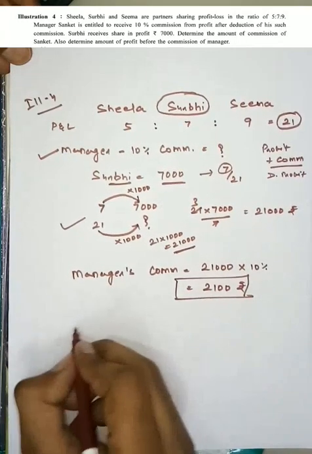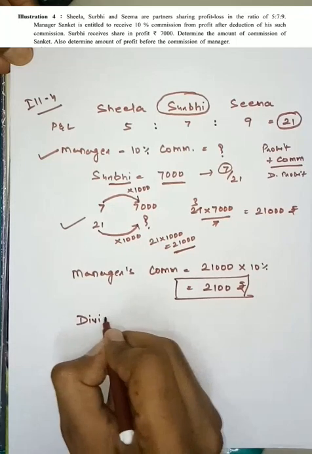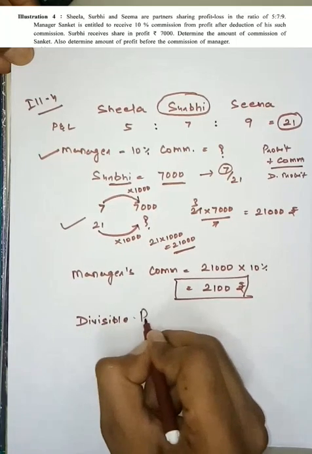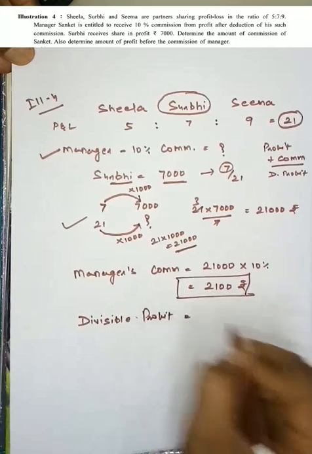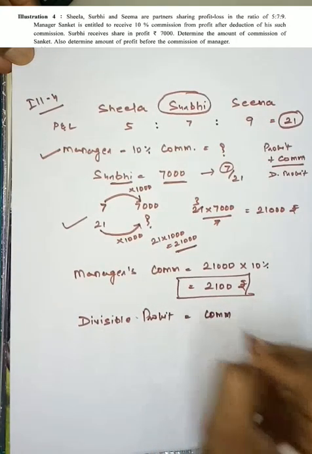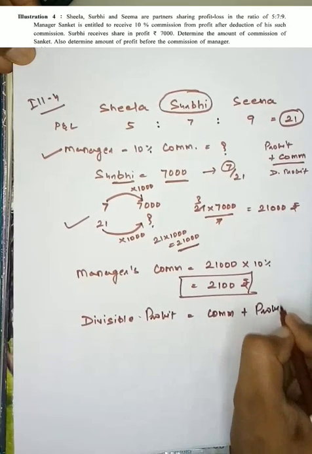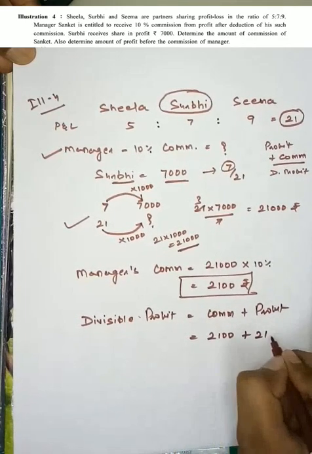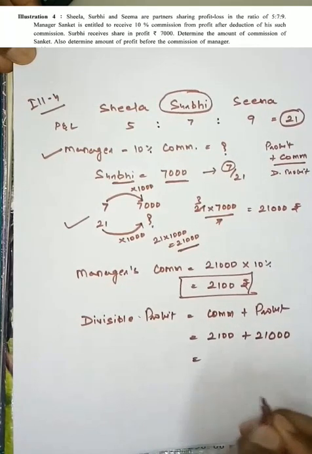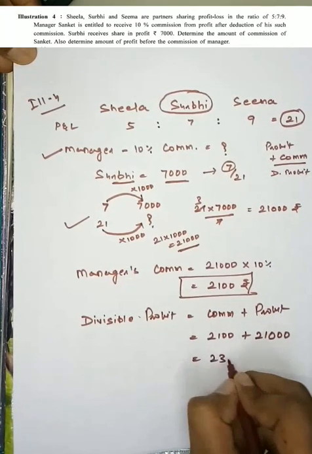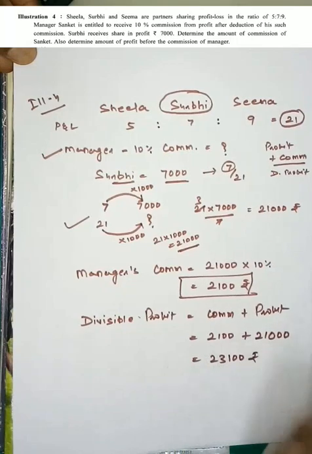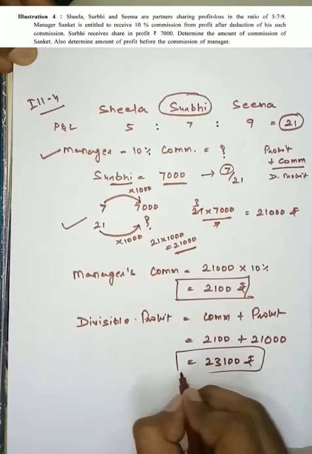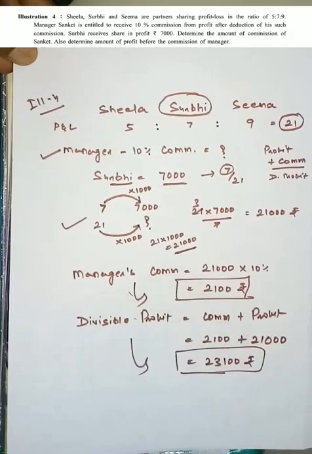Now the answer of the second question: what is divisible profit? What is called divisible profit? We will add the commission plus the profit. So what is the commission? Commission is 2,100 rupees plus the profit is 21,000. So what will be the total? 23,100 rupees will become our total. So this is the divisible profit. So this is the second answer. Understood? Now let's start with the next illustration, illustration number 5.